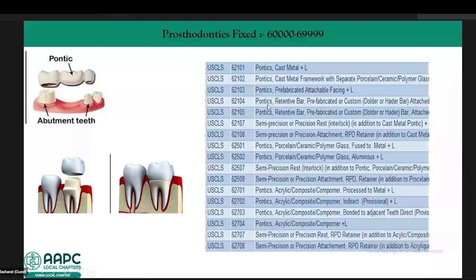Again, this one is for the bridge. Sometimes the doctor puts only one code alone, for pontic for example. If you submit this and send the approval request, of course they will not approve unless you have the retainer code. So make sure you have a set of codes. Again, if you see this one, it is prefabricated, cast metal, porcelain. So the tooth number and the material used, you have to know that.